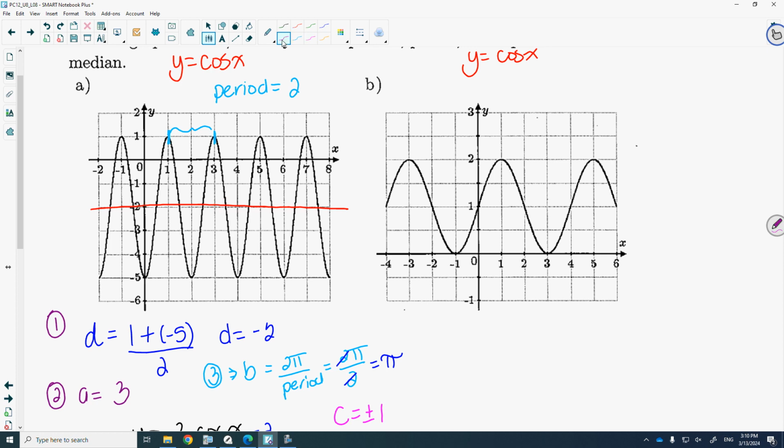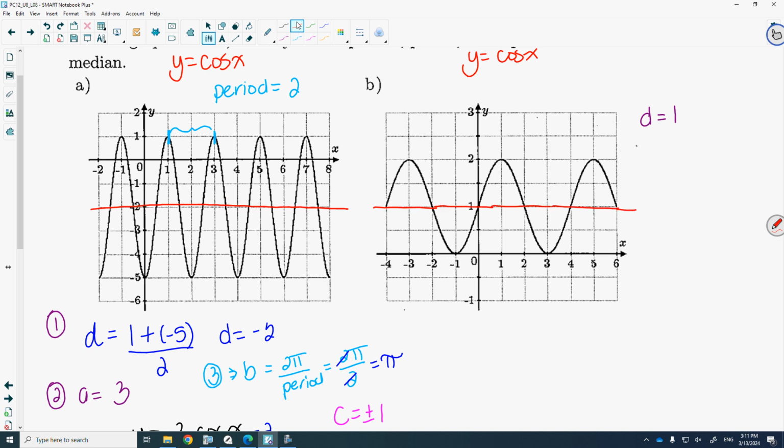So from here, I could visually look at this and see that my d value is going to be 1. My midline is going to be at 1. But it would be a max plus a min. So 2 plus 0 is 2, divided by 2 is 1. Gives me a d value of 1. I'm going to use that to put my midline in. So this is the middle of my graph.